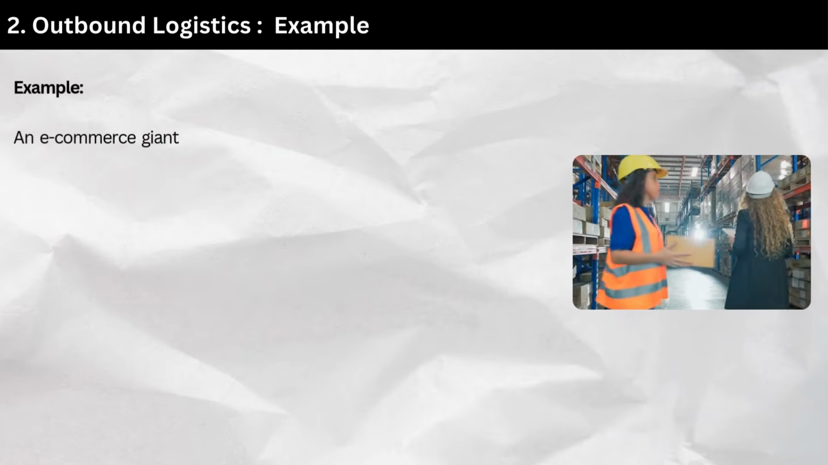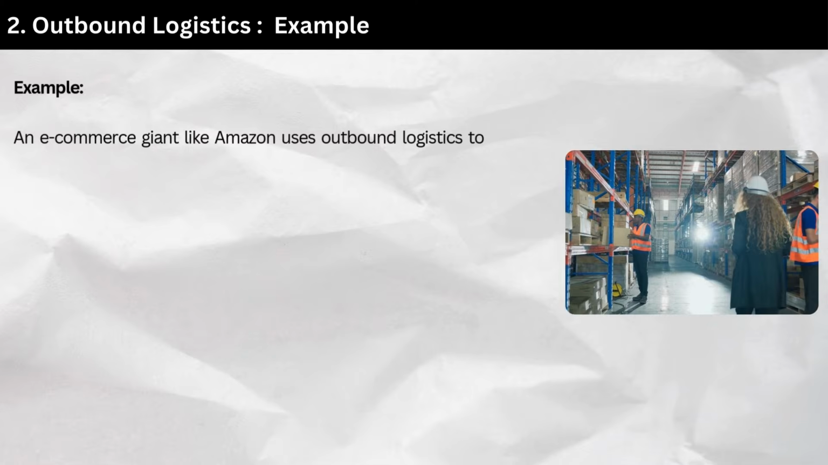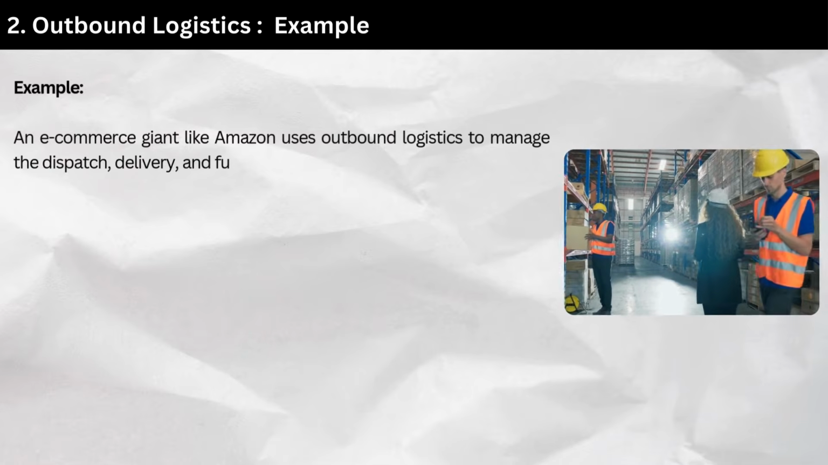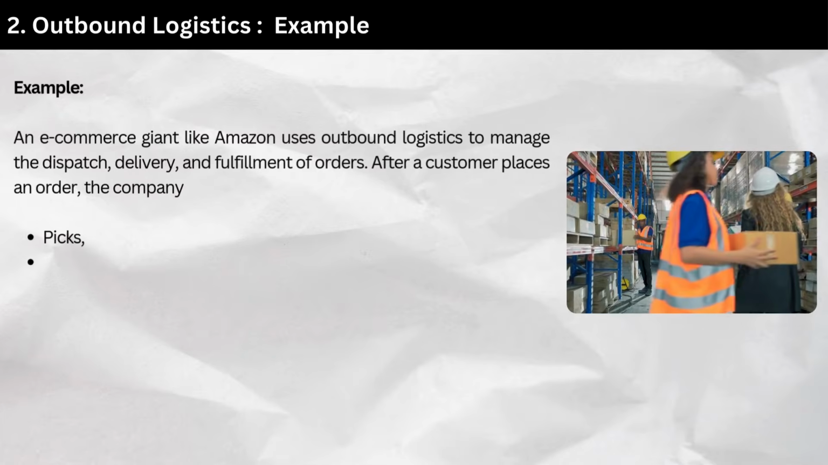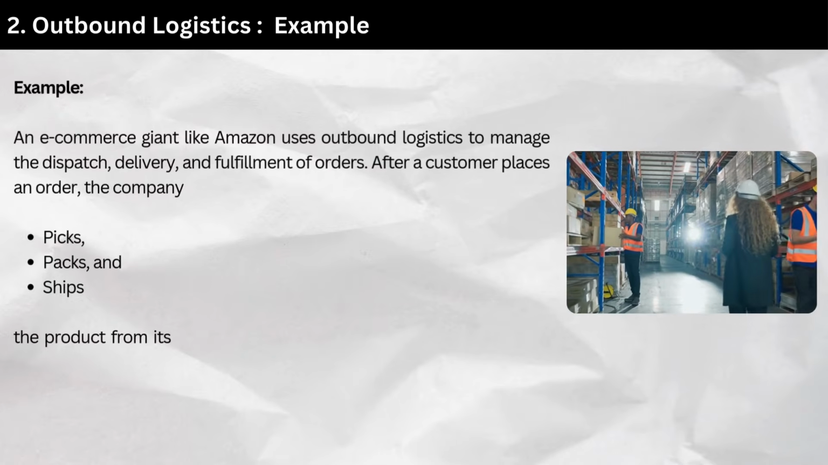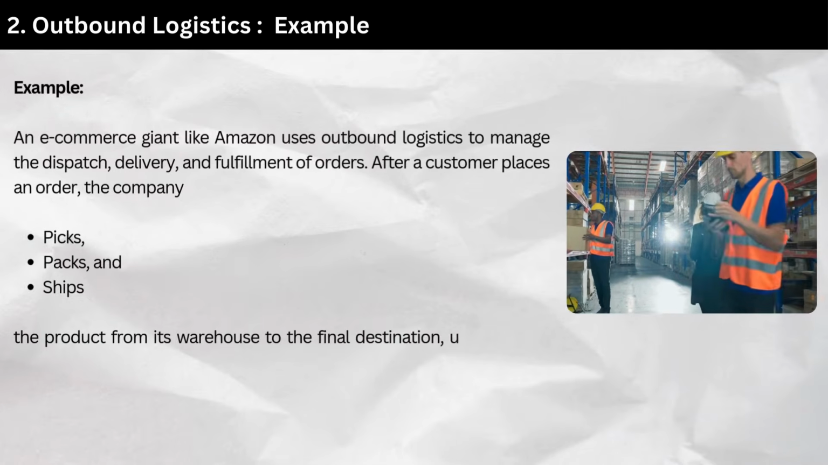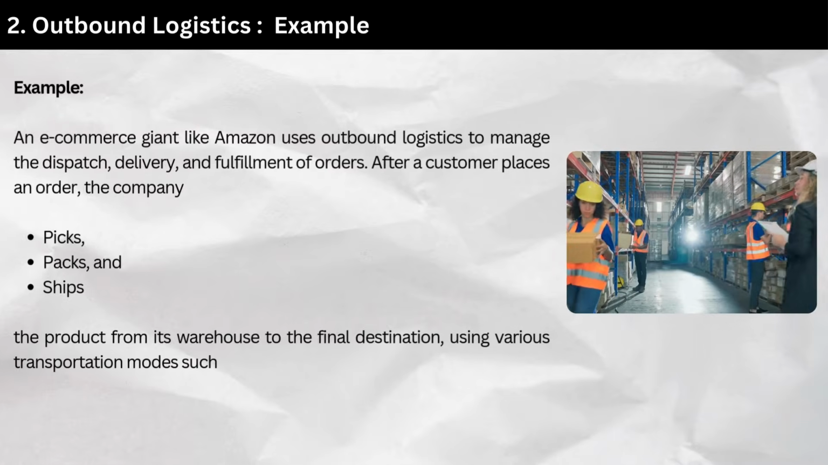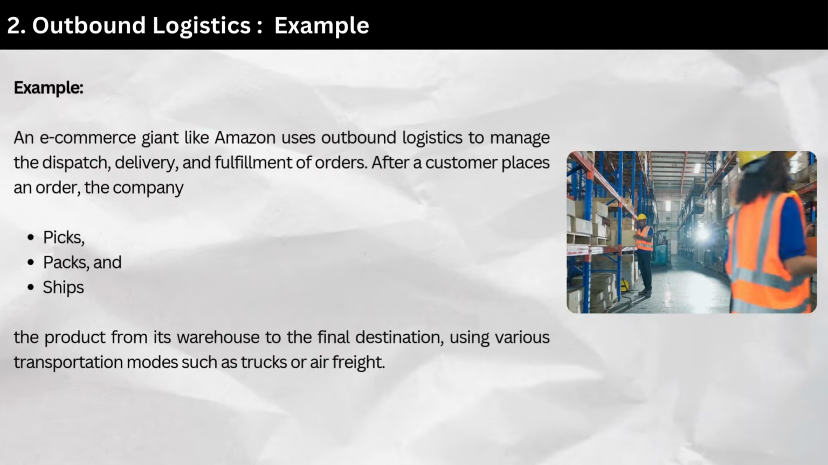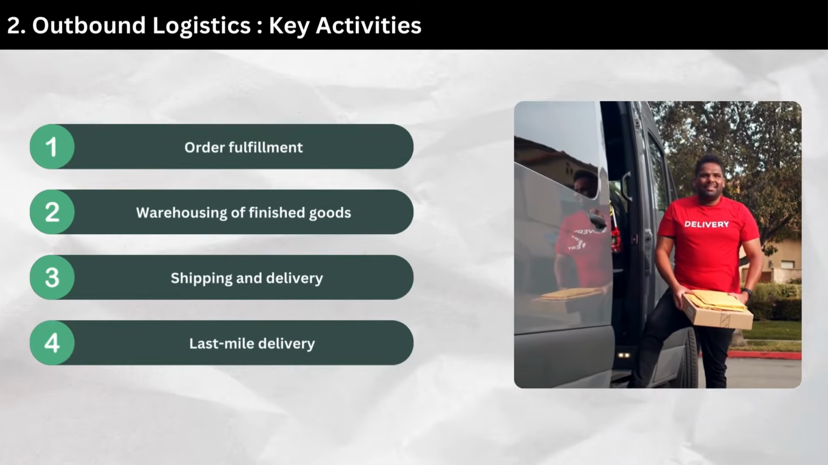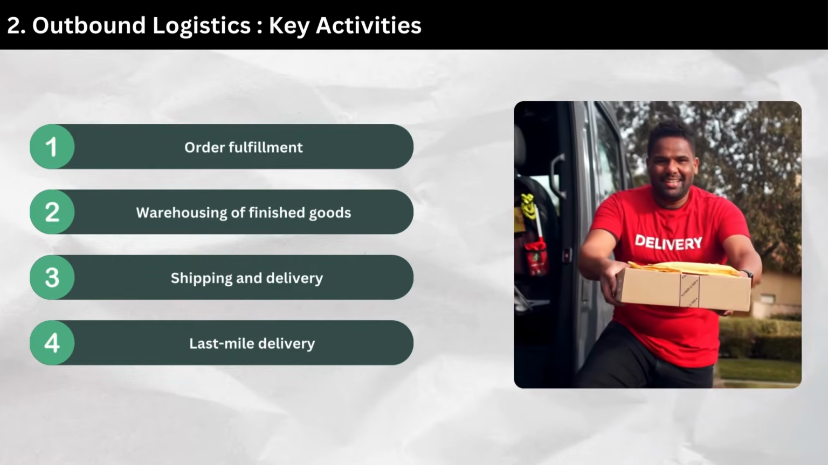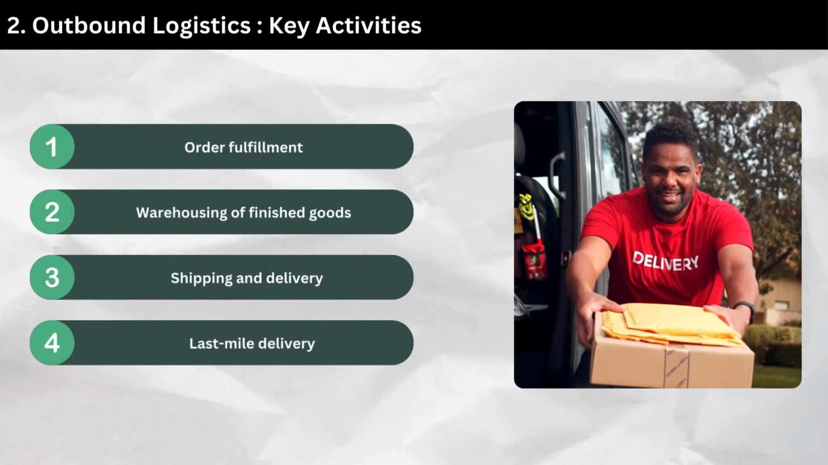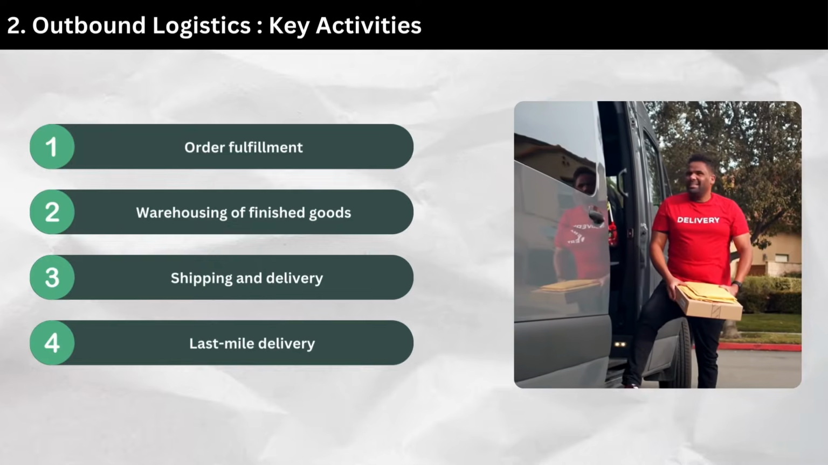Example. An e-commerce giant like Amazon uses outbound logistics to manage the dispatch, delivery, and fulfillment of orders. After a customer places an order, the company picks, packs, and ships the product from its warehouse to the final destination, using various transportation modes such as trucks or air freight. Key activities. Order fulfillment. Warehousing of finished goods. Shipping and delivery. Last mile delivery.